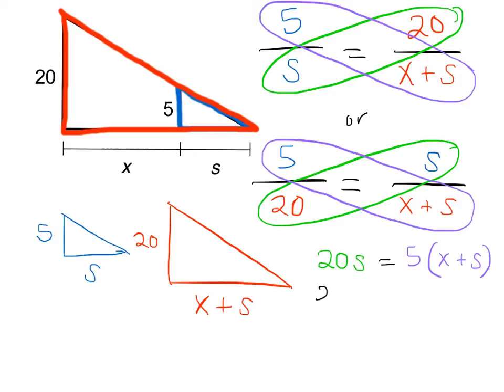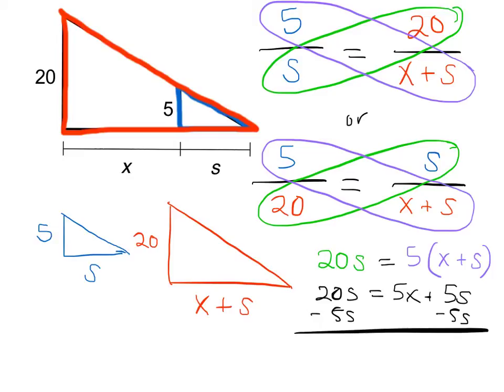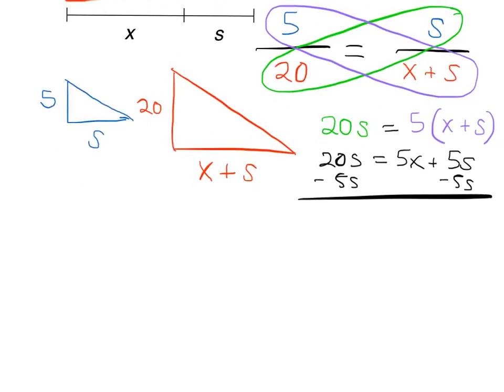So in this case here, I'm just going to take 20S and then distribute 5, giving us 5X plus 5S. And I could just real quick subtract 5S from both sides. And once you do that, you're left with this equation here. You get 15S equals 5X. Now, what this really shows you is that X and S are two variables that are connected to each other in this problem.